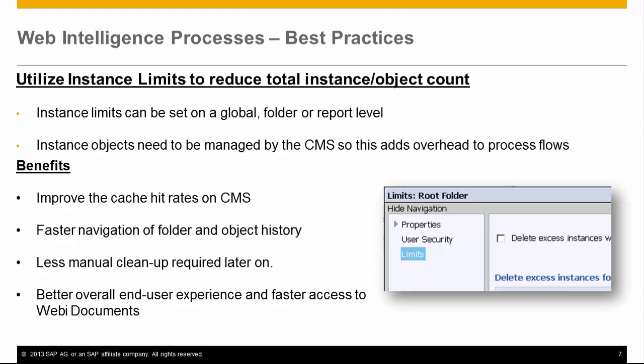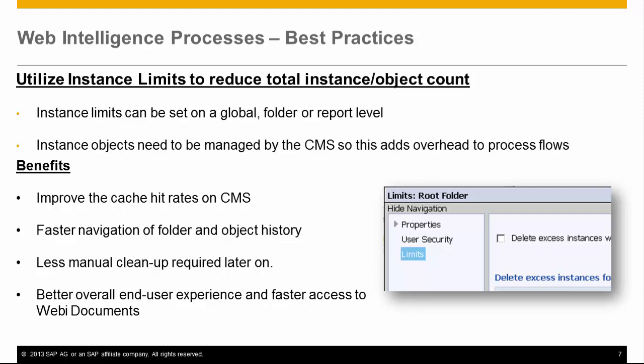Utilizing instance limits to reduce your total instance and object count. This one is not something we think about too often, but instances can get kind of run away on you, especially if you have users out there that can set their own recurring schedules. What ends up happening is the CMS gets hundreds of thousands of objects that it has to deal with, and instance limits can help reduce that impact by setting either a global or a folder level instance limit.